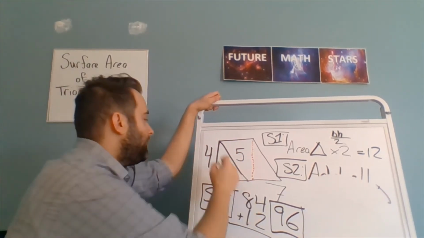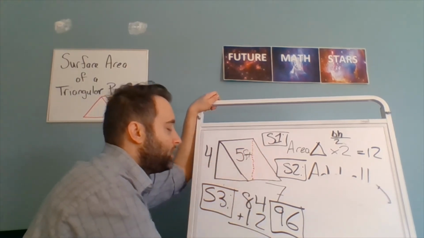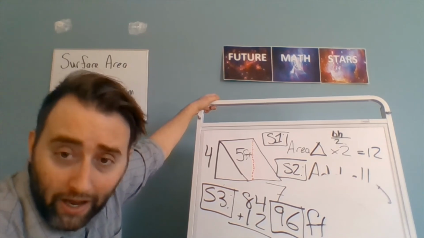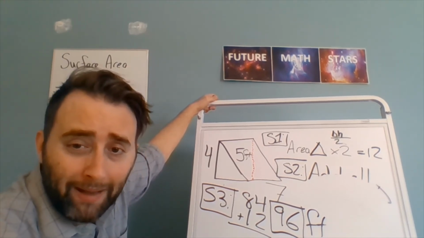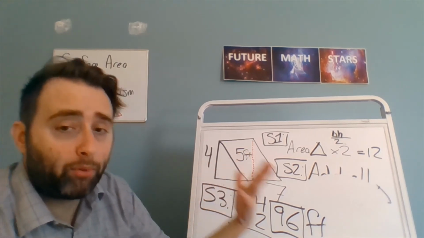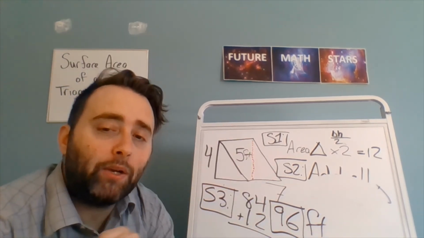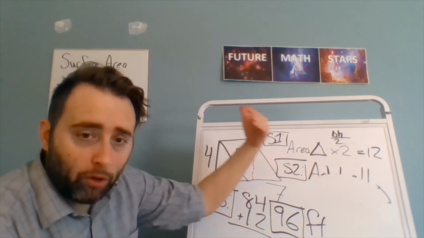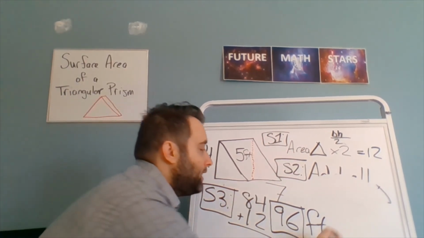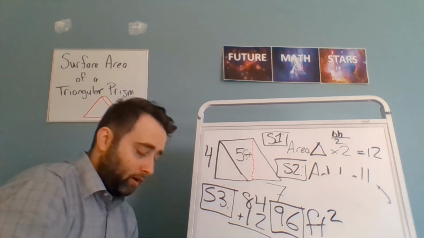If I were to be exactly exact, I'm going to say we'll use feet. It should be 96 feet. Now, question: squared or cubed? I am dealing with a three-dimensional object, a prism, but I'm dealing with the two-dimensional parts of it. I'm not dealing with the full three-dimensional object. So it is 96 feet squared.